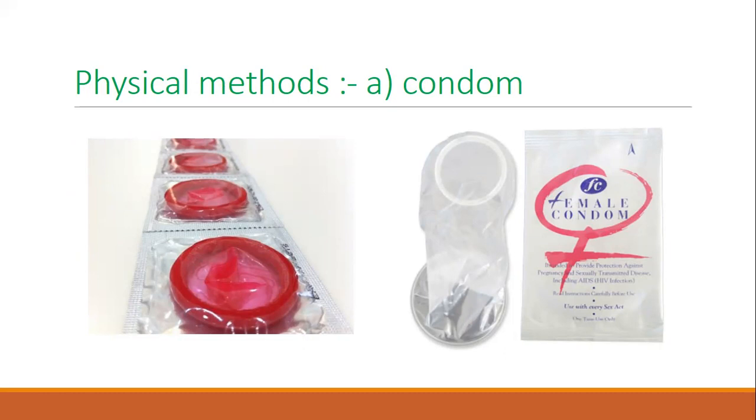Let us see the female condom. It is a pouch made of polyurethane which lines the vagina. It has two rings, an internal ring and an external ring. The internal ring, at the closed end of the pouch, covers the cervix and the external ring remains outside the vagina. It is an effective barrier to STD infection.